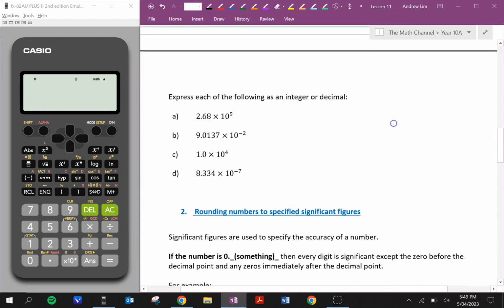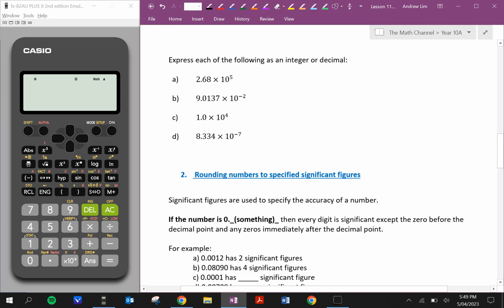Alright. This time we're going to express each of these scientific notations as an integer or as a decimal. So, in question A, we are multiplying by 10 to the power 5. Because that's positive, we're moving to the right. Right 5 times. Well, we go to the right twice, it'll be 268. So we need to go to the right 3 more times, so that's 3 zeros.